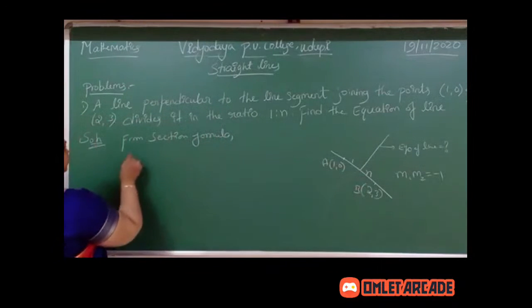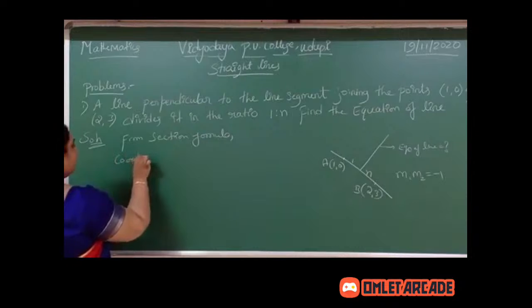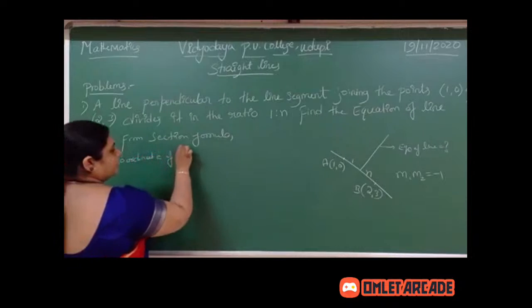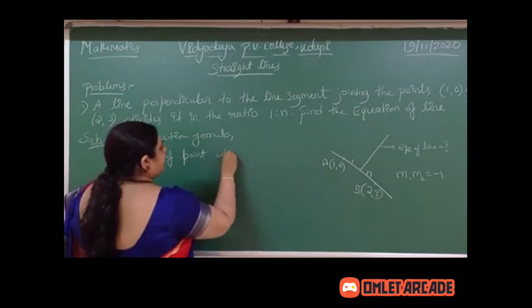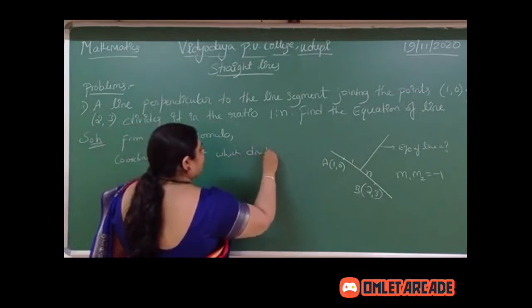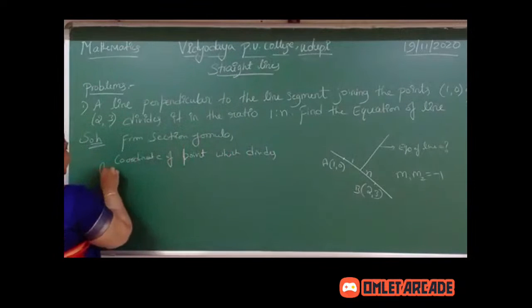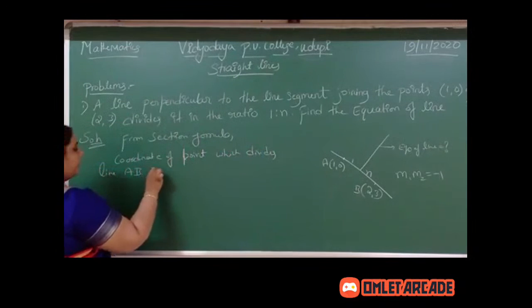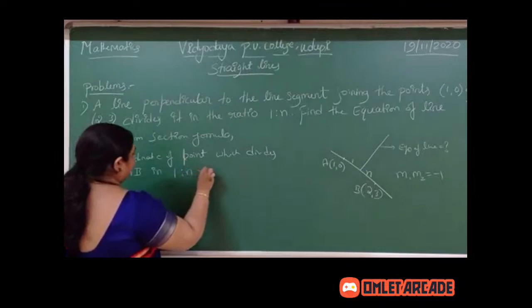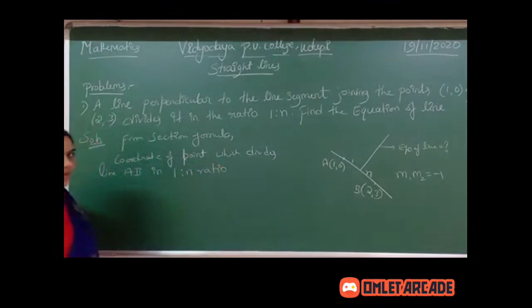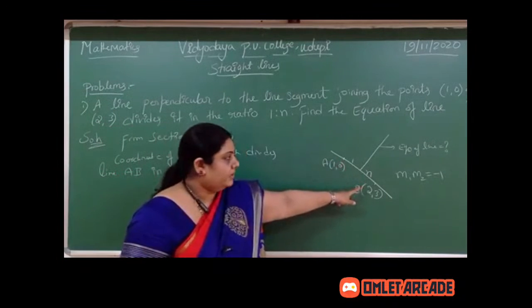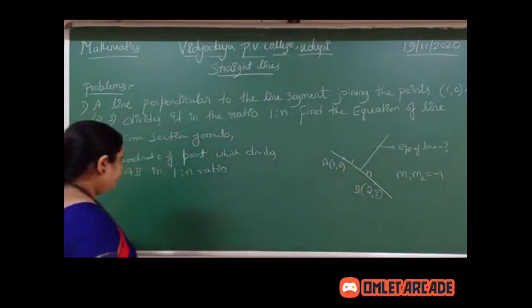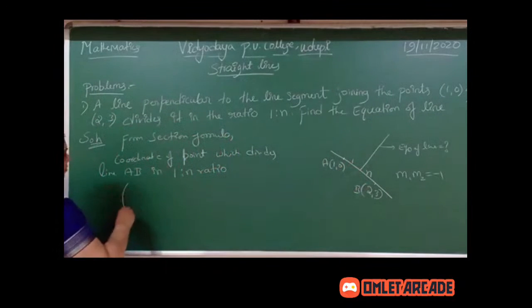From section formula, the coordinate of the point which divides line AB in 1:n ratio, am I right? So from section formula I am trying to find the coordinate of a point which divides line segment AB in 1:n ratio. So what you will get, we use the formula.